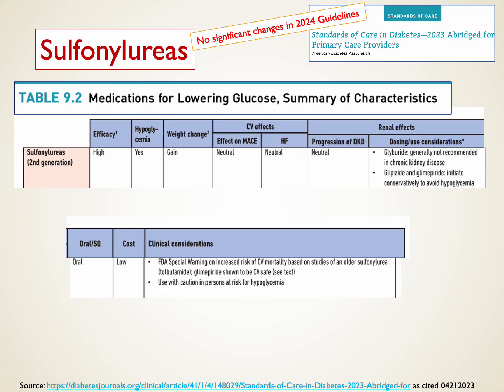So in summary, the ADA guidelines talk about the sulfonylureas in that they are highly effective for lowering glucose, but the downsides: hypoglycemia, weight gain, no cardiovascular benefit, maybe even a harm there, no renal benefit, and cardiovascular mortality and older data is still sort of lingering for us as clinicians.